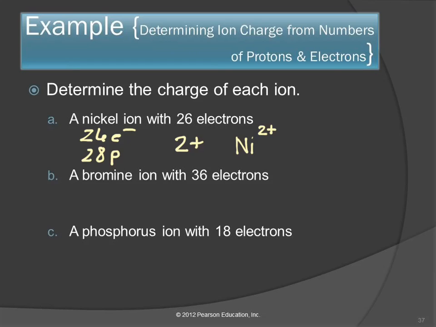Okay. So let's look at this bromine ion with 36 electrons. So they're telling us 36 electrons. How many protons does a bromine ion have? It's got 35. It's element 35 in the periodic table. So it's got one more negative charge. So this has a 1- charge. And if we're writing the symbol for that ion, we'd put the element symbol and a negative sign. Not a -1 or a 1-, because we don't want to write the number 1 unless we absolutely have to.